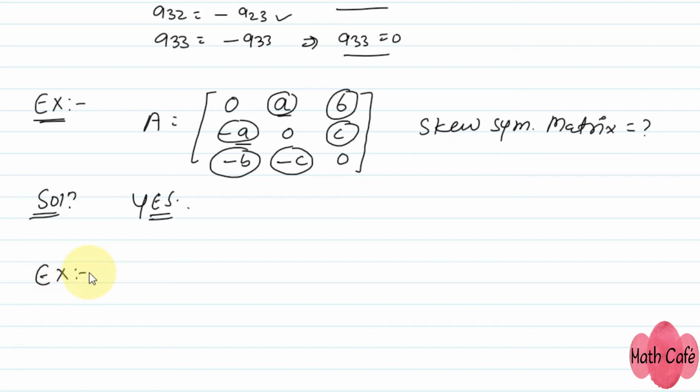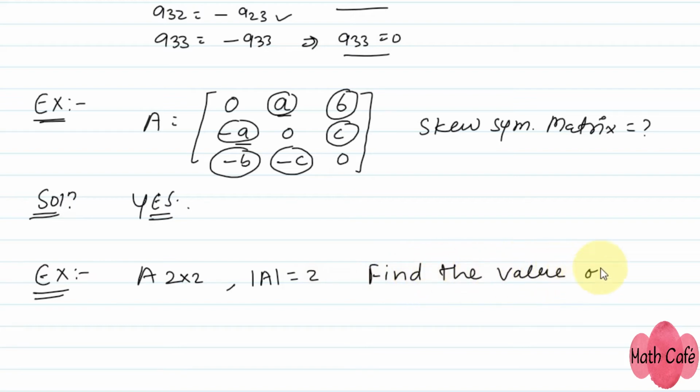Alright, let's see another example here. If A is a 2 cross 2 order matrix and the determinant value of A is 2, then we need to find the value of the determinant of A transpose, determinant of A, and A. We need to find the value of this expression. So let's proceed with the solution.